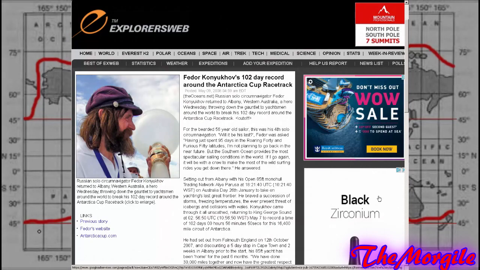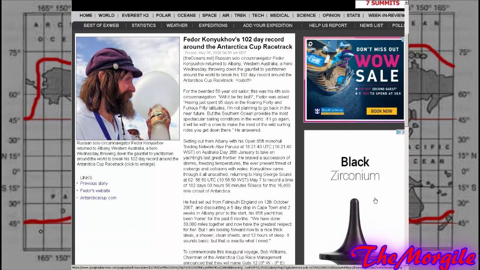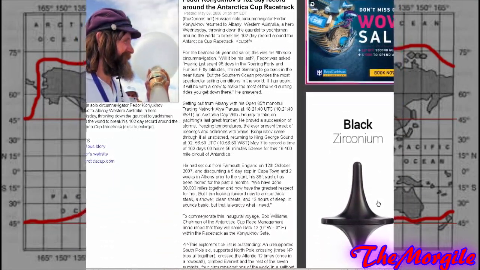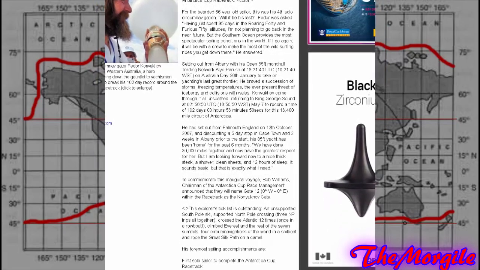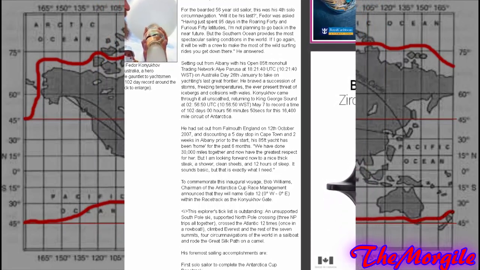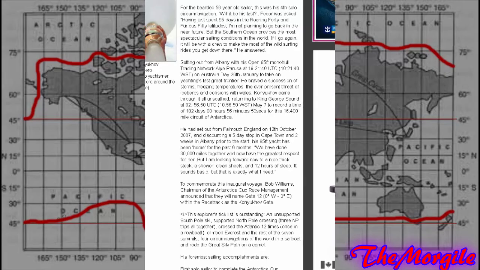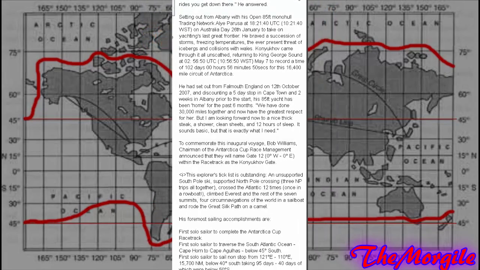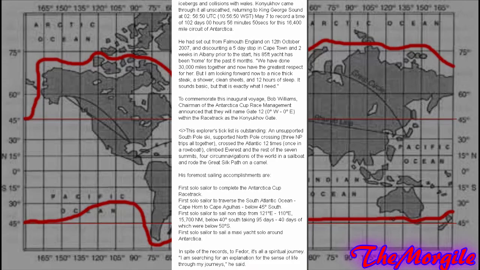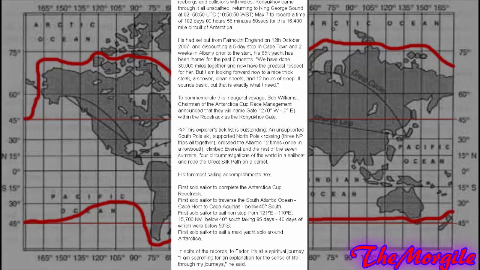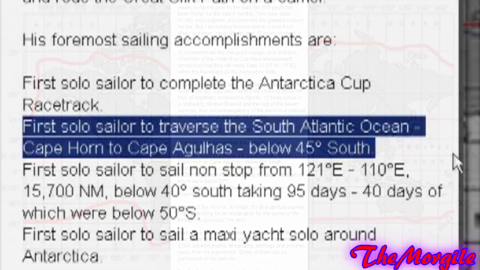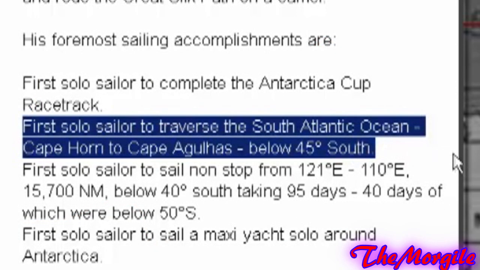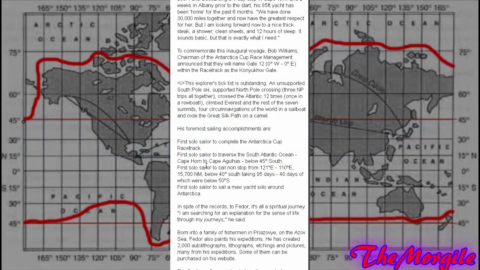That's proven because Fedor Konyakov had broken a world record, and he was one of the guys that did the Antarctica Cup Challenge a few times. But he broke that world record by circumnavigating the world further south than 45 degrees south for the duration. And he even admitted to spending the majority of his time in the 50 degrees south.